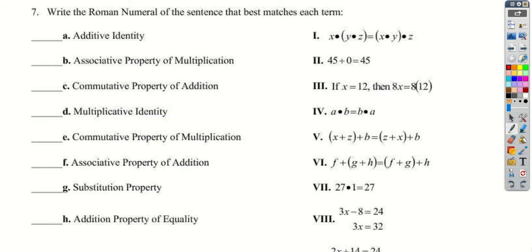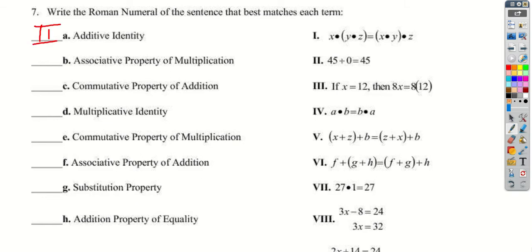Write the Roman numeral of the sentence that best fits, okay? The additive identity is anything where we're adding and getting the same number back. So that would be the adding 0 part. We're adding 0 to it, okay? And getting the identical answer back that we started with, okay? So this guy is Roman numeral 2.